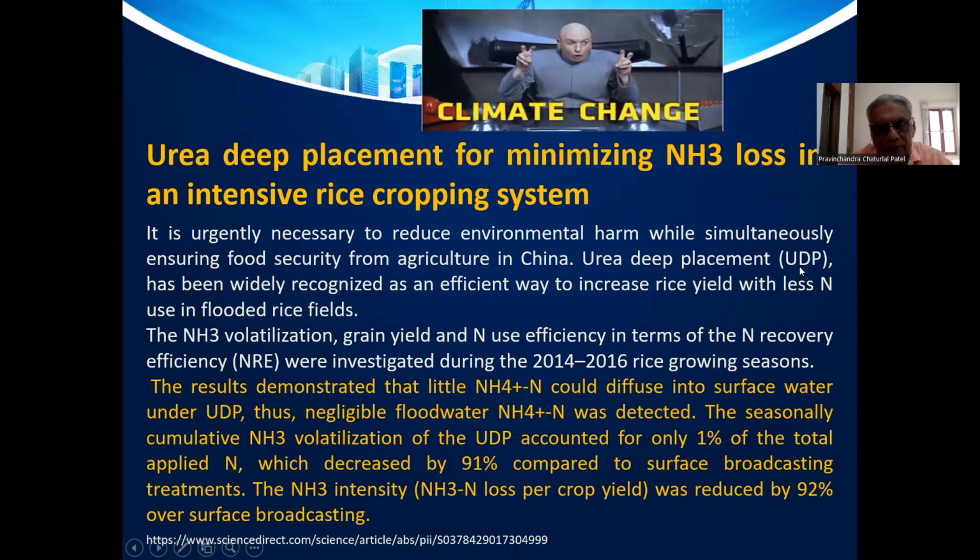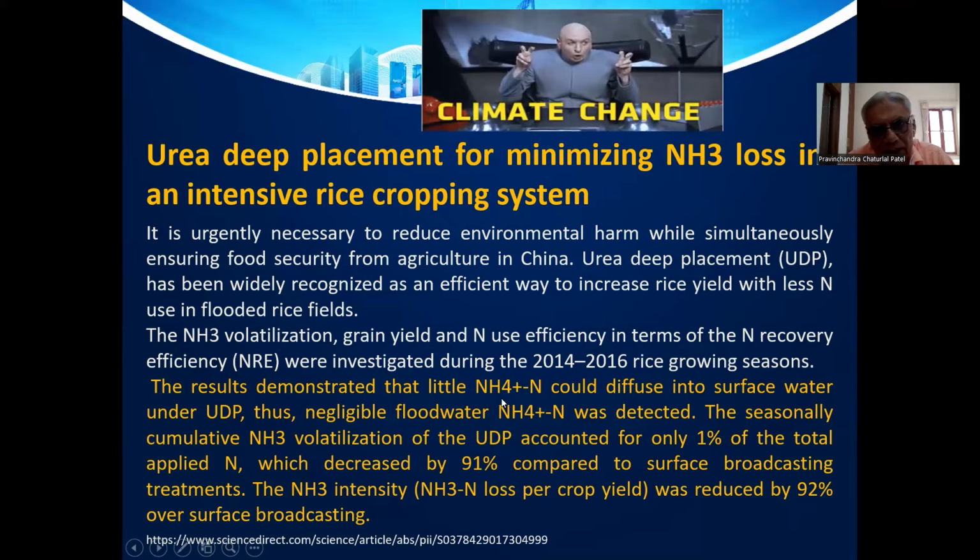Urea deep placement (UDP) has been widely recognized as an efficient way to increase rice yield with less nitrogen used in flooded rice fields. So in China, they have conducted their research work and they found positive results, and they can save the nitrogen fertilizer in flooded rice. The ammonia volatilization, grain yield, and nitrogen use efficiency in terms of the nitrogen recovery efficiency were investigated during the 2014 and 2016 rice growing seasons.